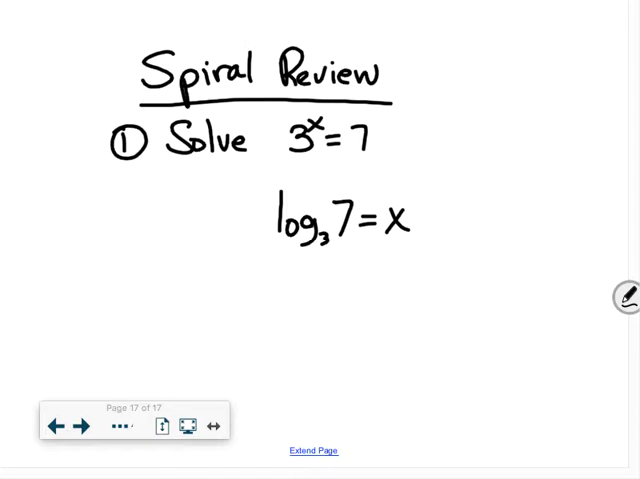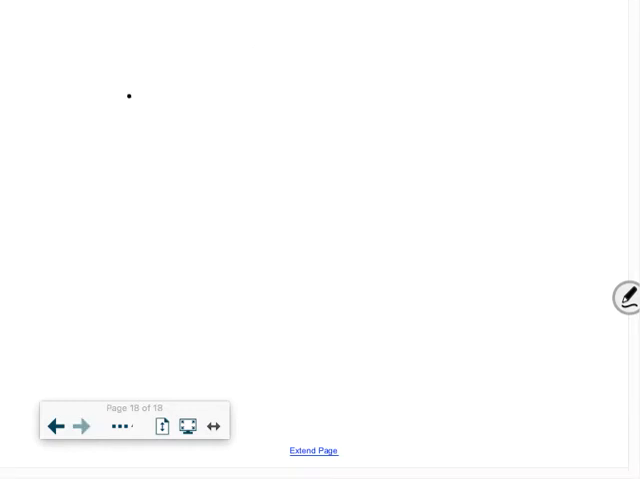If you don't have the graphing calculator, you've got to do change of base: ln 7 divided by ln 3. This is definitely a calculator crunch. So 1.77, 1.8. All right, that's the first spiral review. If you can't think of a number to that power, you go from exponential form to logarithmic form.